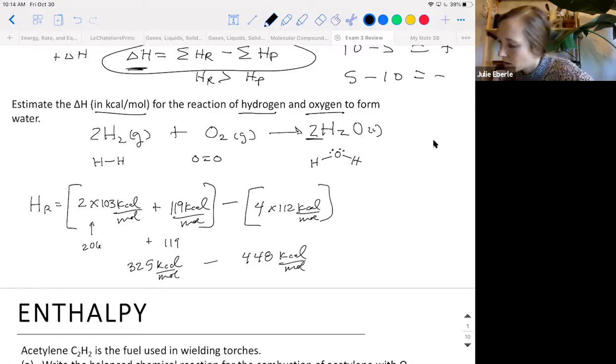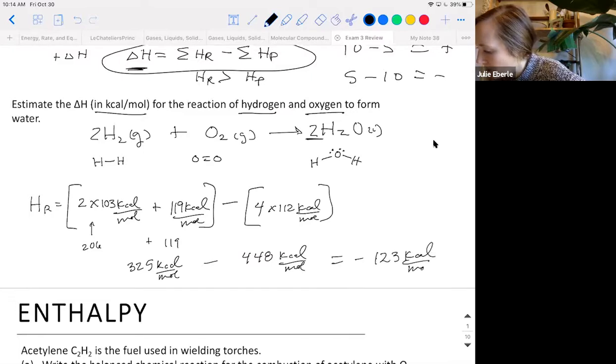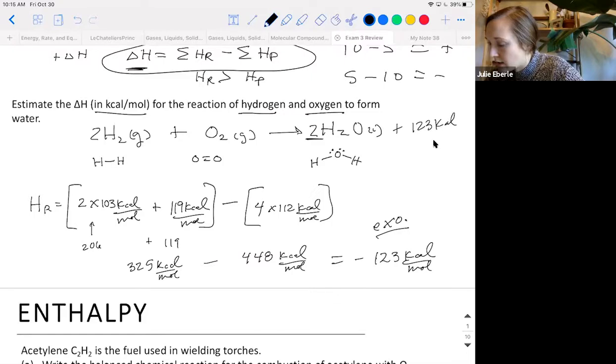And total, Jenna said she got negative 123. So what did y'all get? Double check us. Okay, and so this would definitely be exothermic. This question's not on here, but it's exothermic. And would we consider heat a reactant or a product? It's exothermic, so heat is a product. So you could write in the word heat or energy or 123 kcal on the product side.